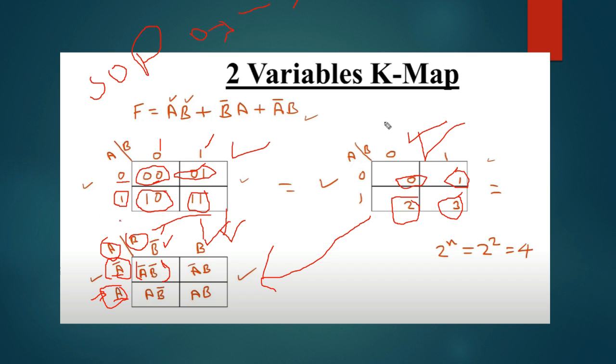That's why I have written down A bar, B bar. Fine, same goes for this cell as well. This cell is comprised of A bar and B. That's why I have written down A bar B.